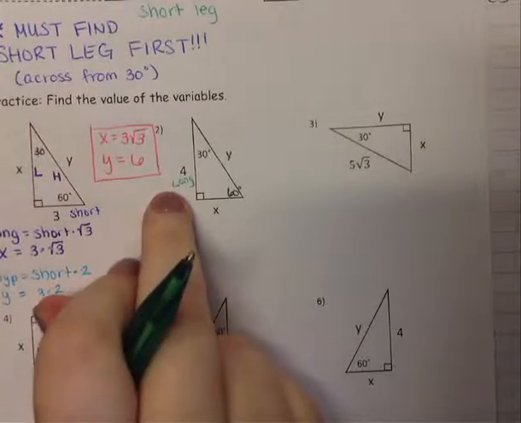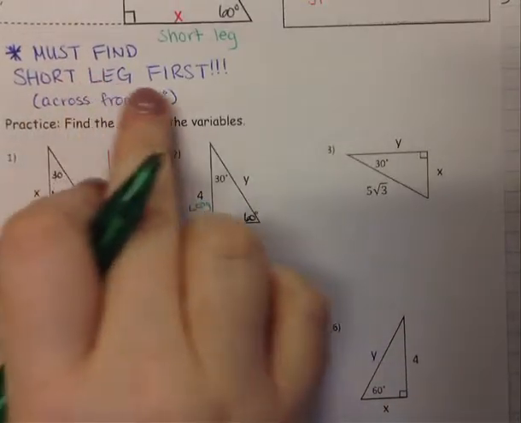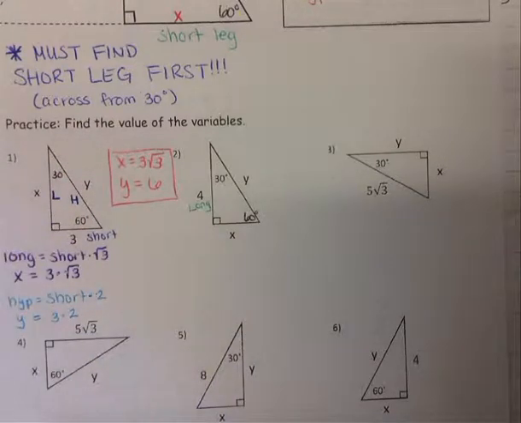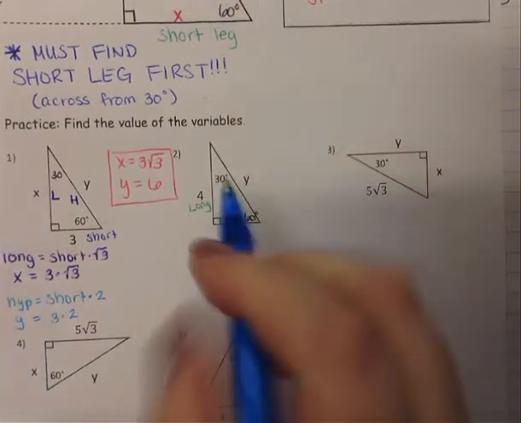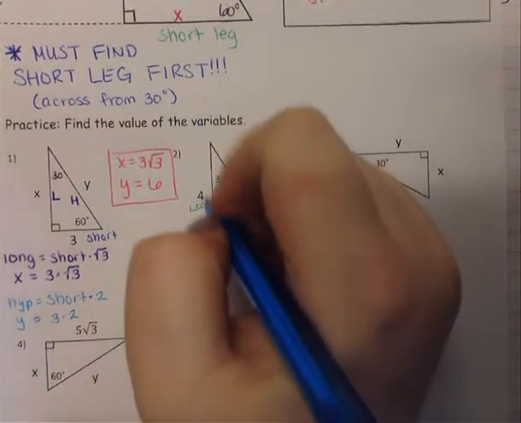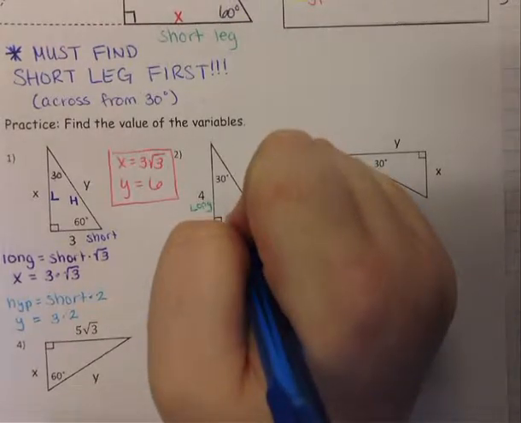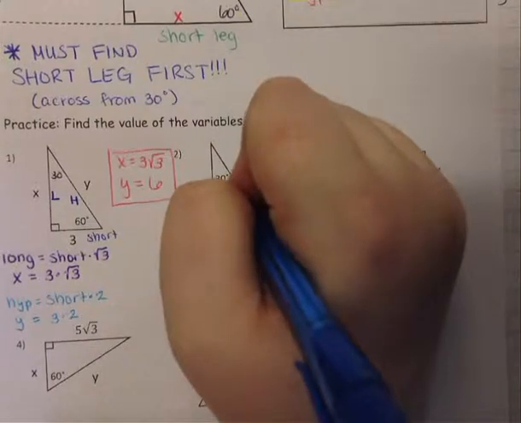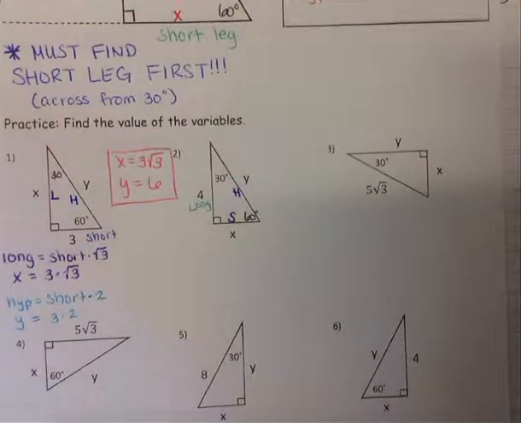If the 4 is long, that means that we must find the short leg first. That means we need to use that equation. So we want to find our short, which is from the 30 degrees. Opposite that, that's our x. This is our short leg. And then our y would be our hypotenuse. Just labeling out what it is that we need to find.